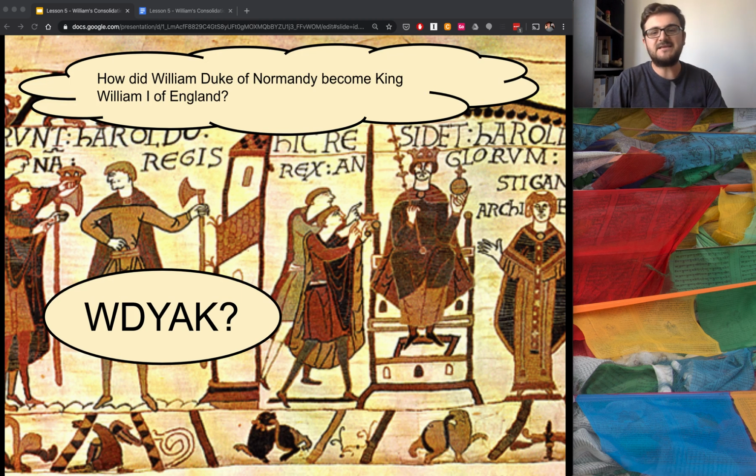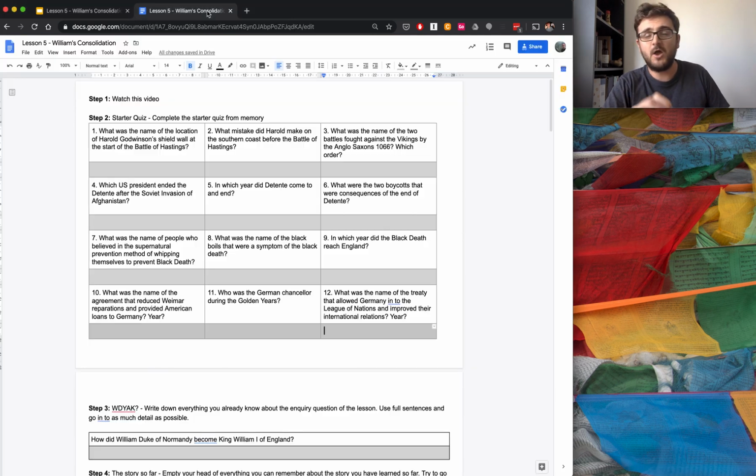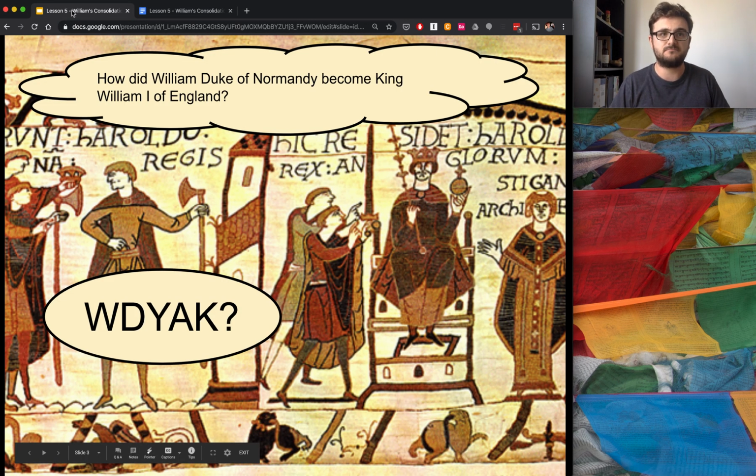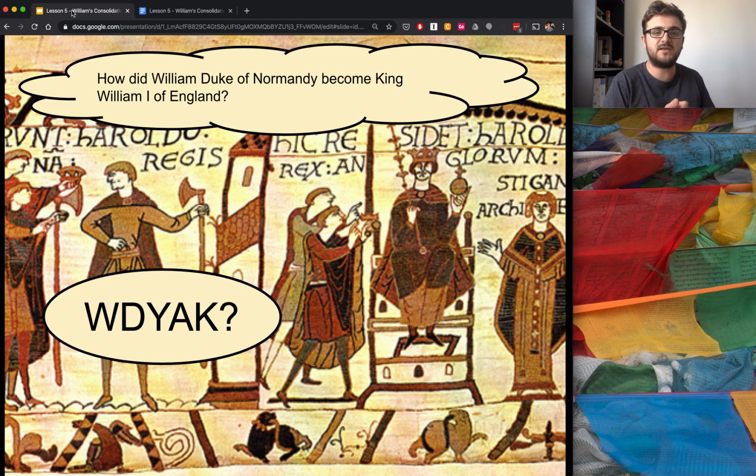Now, the lesson we're looking at today, the inquiry question we're going to be answering, is how did William, Duke of Normandy, become King William I of England? Now, you know quite a lot about this already, so to start the lesson off with your what do you already know, directly into the Word document if you're doing it, or on your piece of paper. Again, you've got a grey section here just after step 3. Can you write everything you already know about that main question? What events happened that allowed him to become King William I? What people or characters were involved helping Duke William of Normandy become King William I of England?